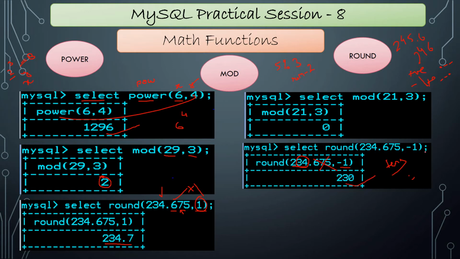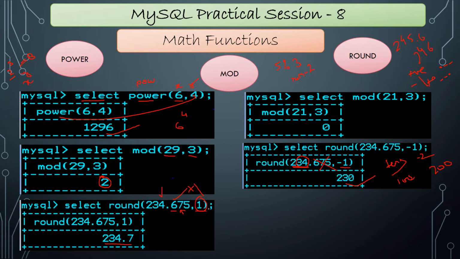Now suppose it is -2. If it is -2, then we have to check the 100 place. And then we will check 234 is nearest to which value? It is nearest to 200. So we will get the answer as 200.